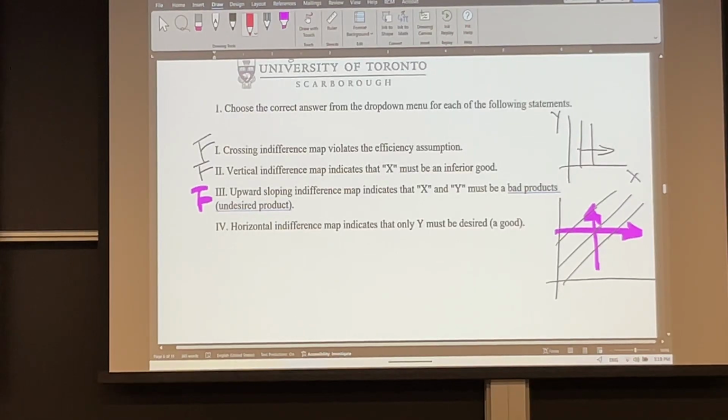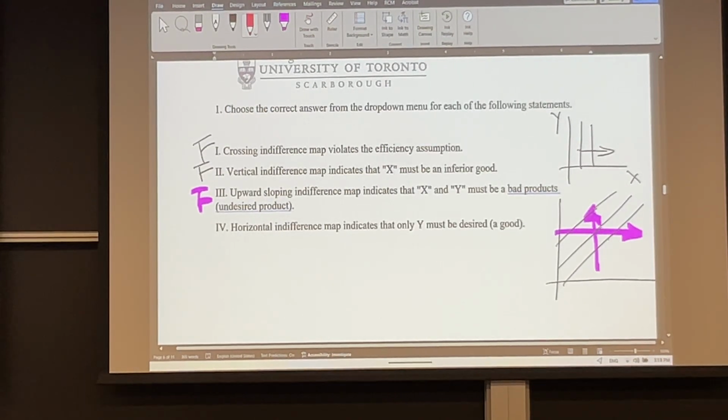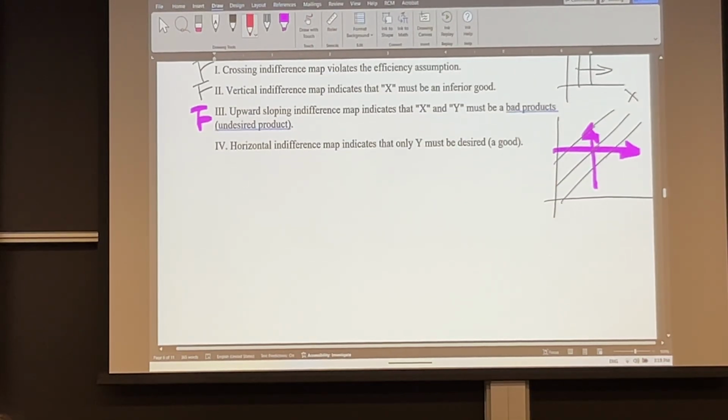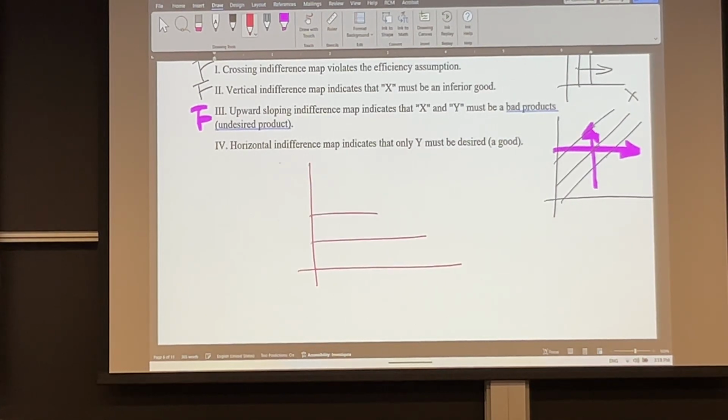What was the last one? Horizontal indifference map means only Y must be desired. Go false. This means you only like Y. True or false? That is true.